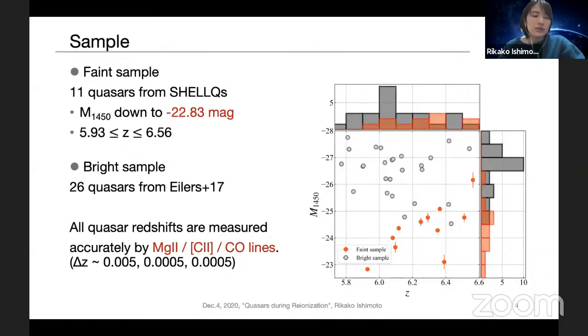And in order to accurately measure the proximity zone, we limit our sample to the quasars whose redshifts are measured by Mg II or [C II] or CO emission lines. Since Lyman alpha redshifts have large uncertainties in estimating intrinsic spectra, we excluded such objects from our sample.